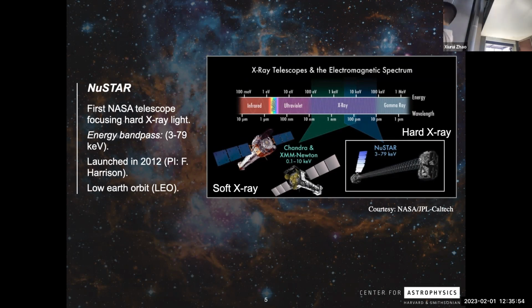So unlike Chandra and XMM-Newton, which focus on the soft X-ray from 0.1 to 10 keV, NuSTAR has an energy coverage from 3 to 79 keV. It was launched in 2012. The PI is Fiona Harrison, and it was operated in low Earth orbit.